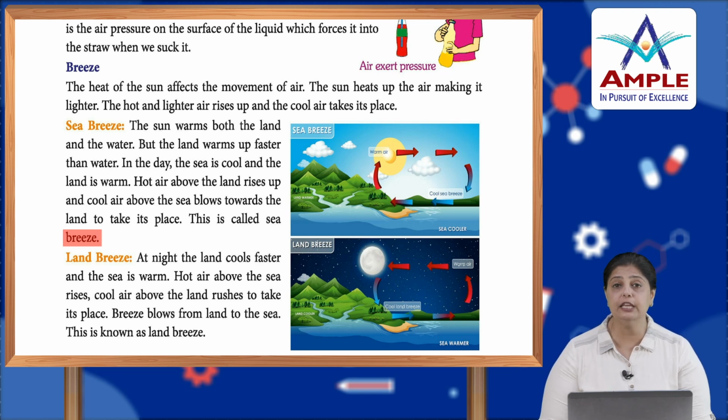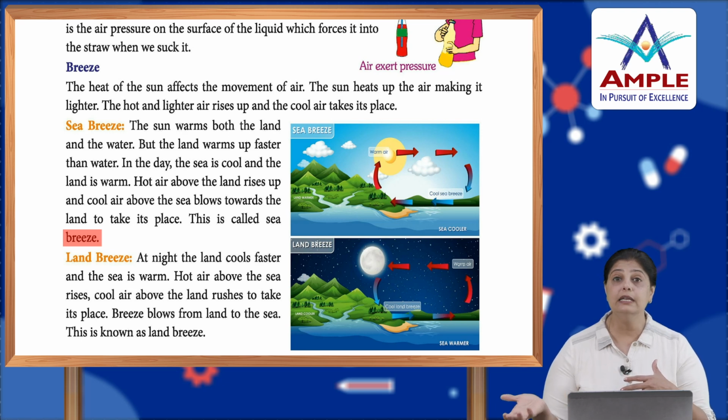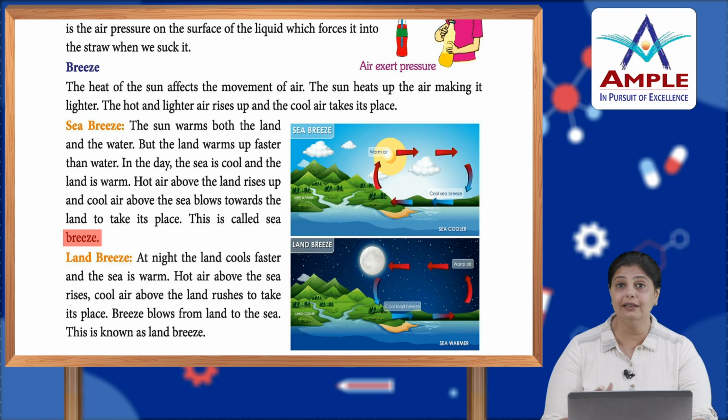So, in sea breeze, firstly the sun warms up both land as well as the sea. The sea water stays cool, but the land starts getting heated up, and then the hot air starts rising up. The cool air above the sea blows towards the land to take its place.